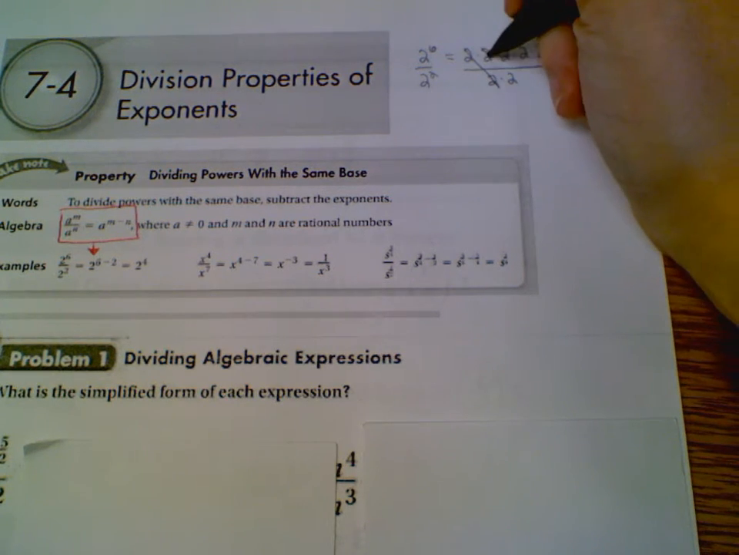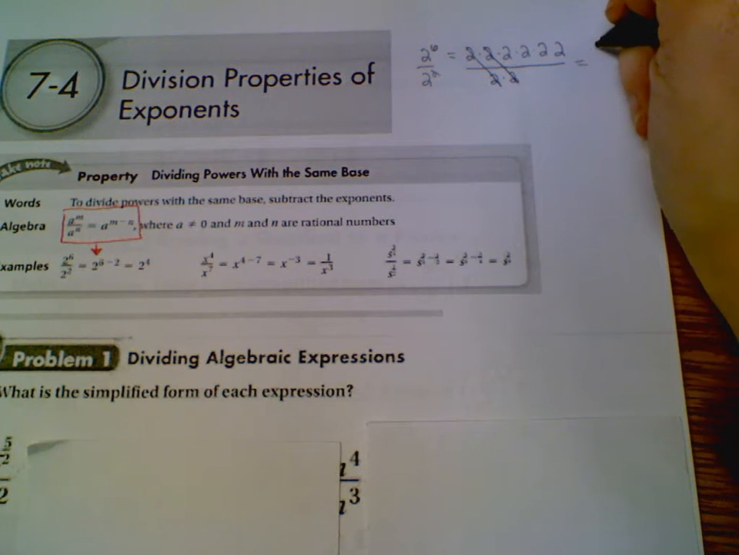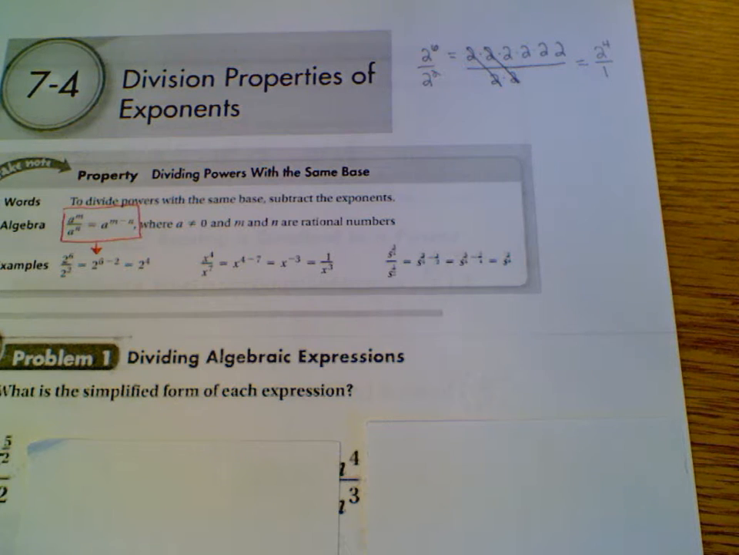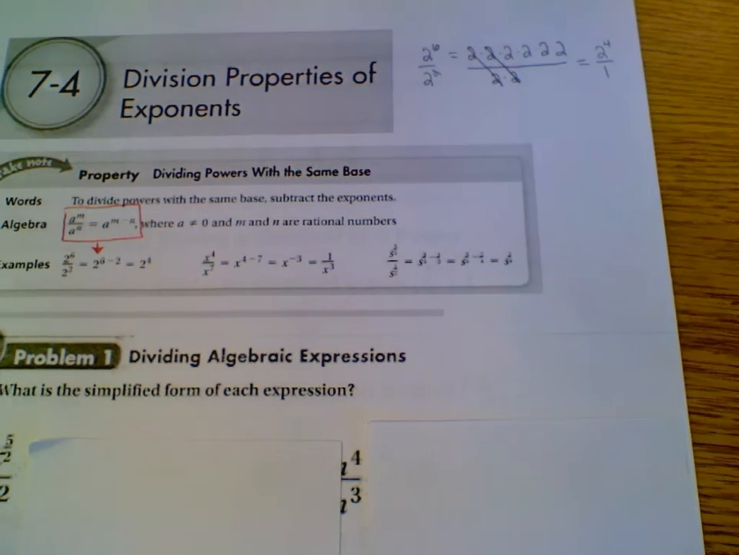So if I cancel out a pair of 2's from the top and the bottom, you'll notice that I'm left with 4 2's on top and nothing on bottom except 1. So that's why I can just subtract the exponents and leave the base the same and get 2 to the 4th.